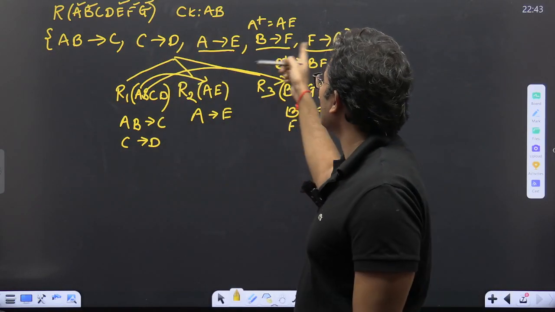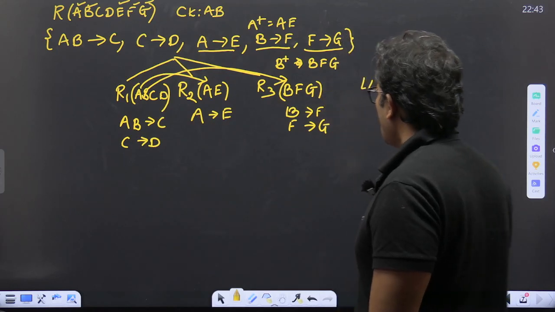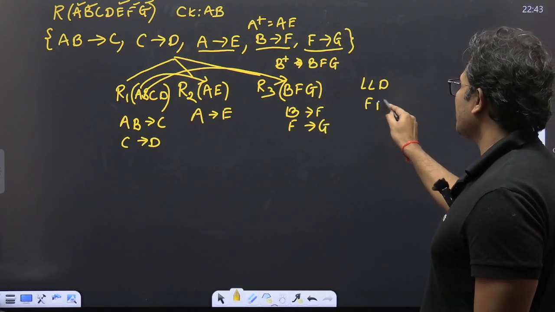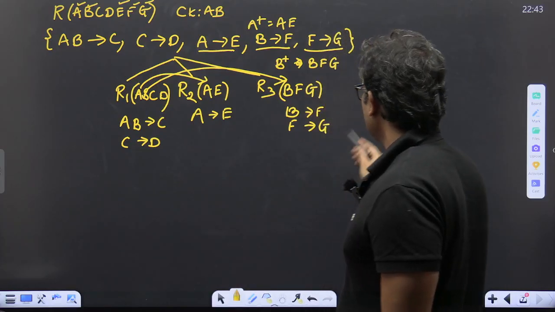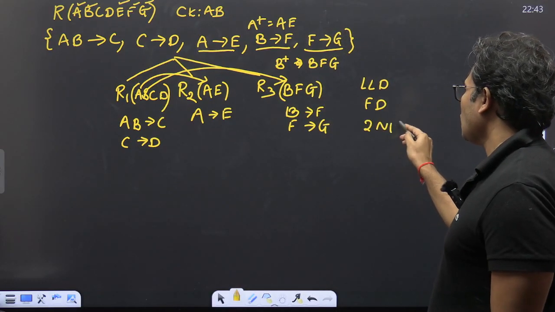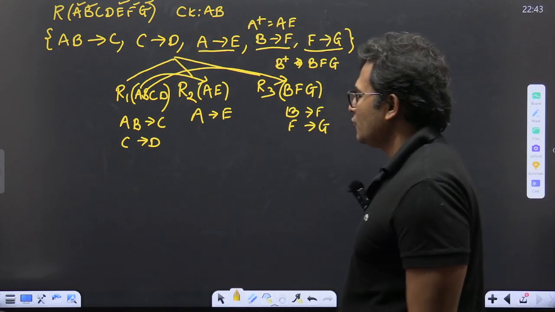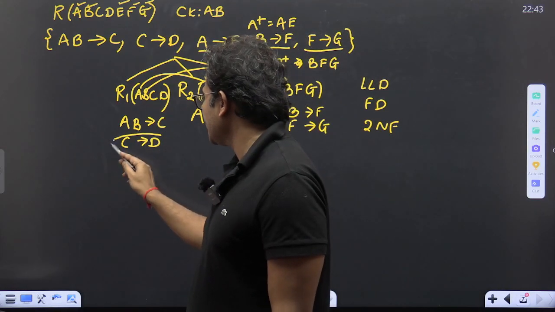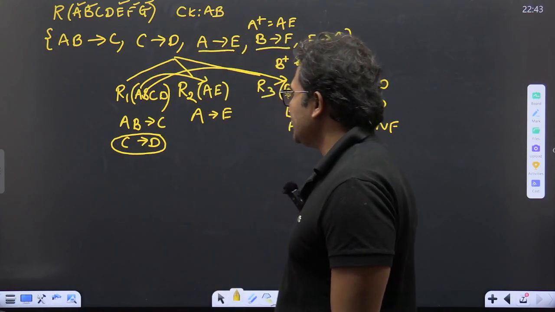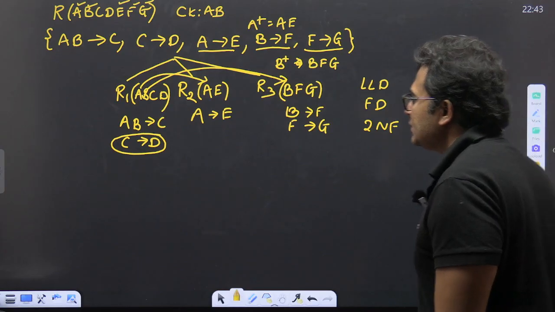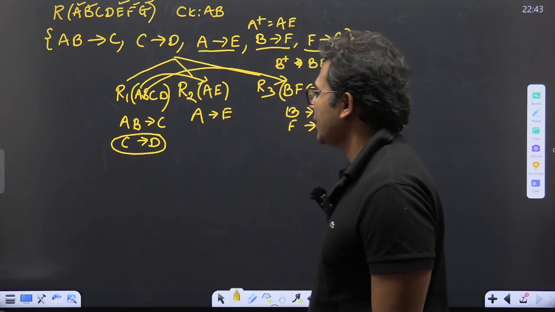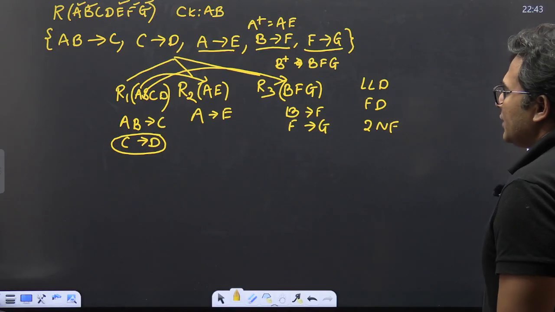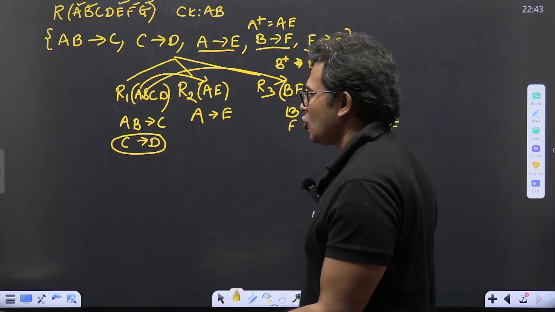1, 2, 3, 4, 5. All the functional dependencies are preserved and there are no partial dependencies anywhere. Okay. Therefore, this is in second normal form. Okay. Now, if you see this particular FD, C determines D. C is not a super key and D is not a prime attribute, right? Therefore, it is violating third normal form.